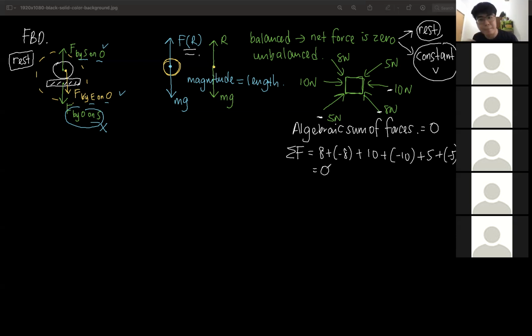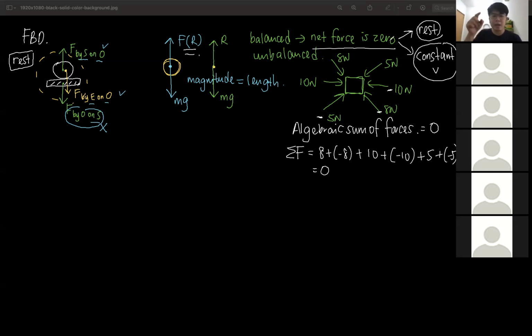That is the meaning of algebraic sum. Sometimes you will see this word. The algebraic sum of forces is 0 when the system is balanced. And in a balanced system, there are two possibilities: either it is at rest or it is moving at constant velocity. There is no resultant force, no net force here. So we can only determine this when we draw the free body diagram.